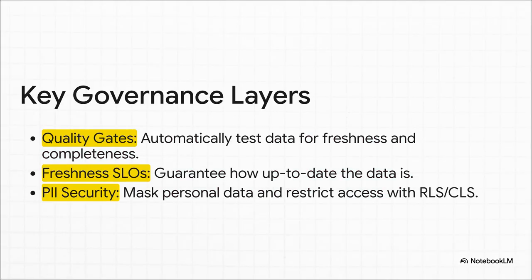And to build that real, deep trust, you need strong governance. This means adding layers of protection. You need automated quality checks that are constantly making sure the data is complete and accurate. You need what are called SLOs, or service level objectives, that basically guarantee how up-to-date the data will be. And of course, you absolutely must have rock-solid security to mask sensitive info and control who gets to see what.